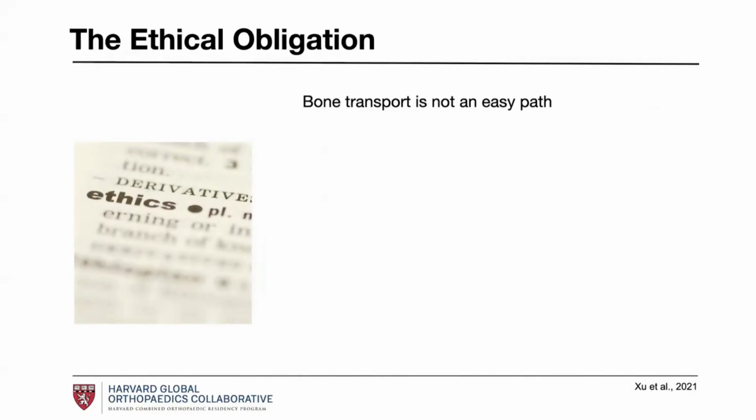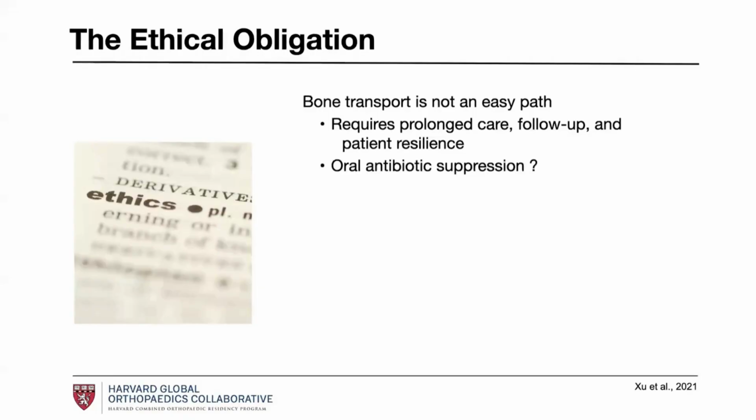Being in an external fixator for a prolonged period of time is difficult on patients. It's difficult for their families. They need to be aware of this. It requires a lot of prolonged care, follow-up, and patient resilience, multiple X-rays, visits to the clinic. That being said, oral antibiotic suppression is something that could be considered with continued infection. And then amputation must be discussed honestly and openly as an option, although the lifelong burden of not having a limb is great, as we all know.